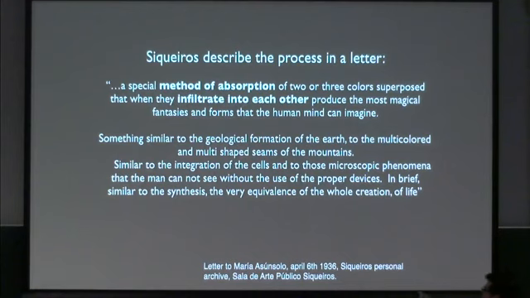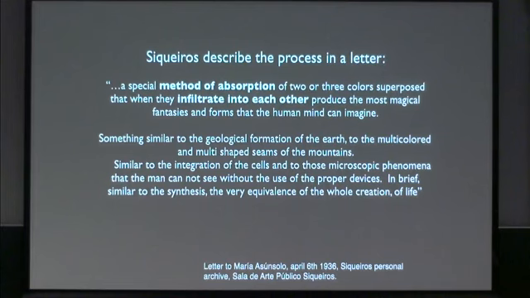He calls this a method of absorption. I will use the stick now. It's a method of absorption: when you superpose two or three colors, they infiltrate into each other. And that's all we have. We don't have any details on how he did it. But then he says that they produce the most magical fantasies and forms that the human mind can imagine. And then he goes on, and it's very poetic. It's similar to the formation of the Earth, and he basically explains everything in this letter about the painting technique.